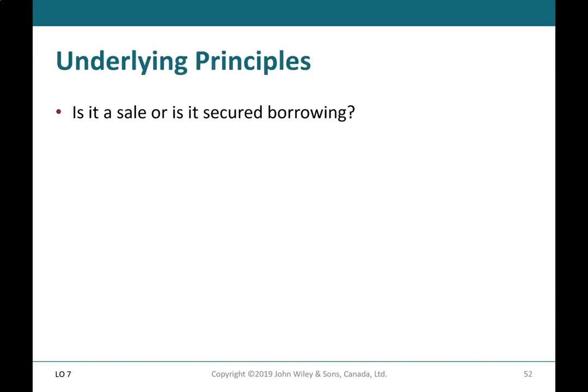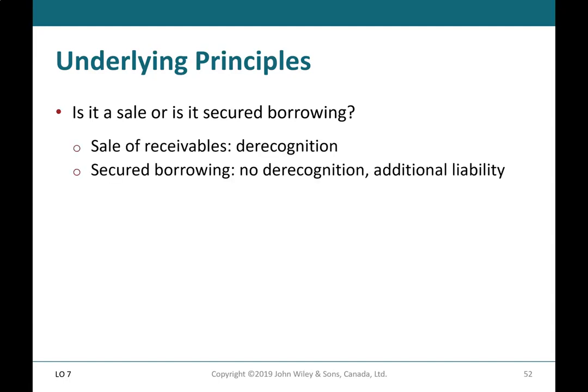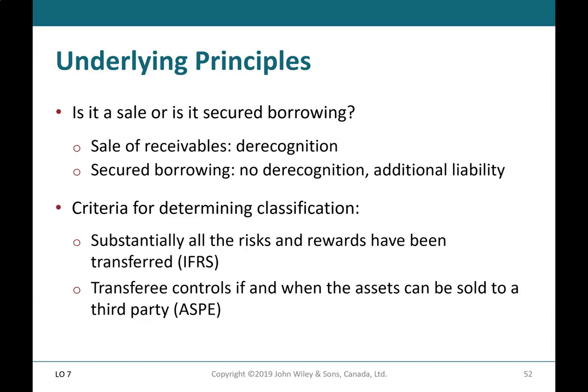Significant disclosures. Underlying principles: is it a sale or is it secured borrowing? Sale of receivables means derecognition. Secured borrowing means no derecognition and an additional liability. Criteria for determining classification: under IFRS, substantially all the risks and rewards have been transferred. Under ASPE, the transferee controls if and when the assets can be sold to a third party.